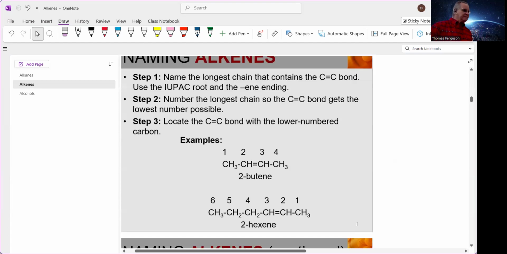Okay, so let's talk about first naming. Now, as you know, every test is going to have naming on it. Name to structure, structure to name. Every test is going to have intermolecular forces. Every test is going to have reactions. No exceptions, except for the very last test. That's going to only have biochemical reactions. Okay, so how do you name these?